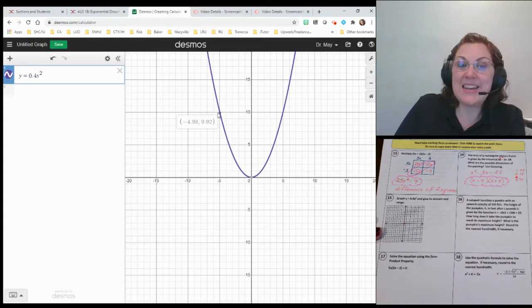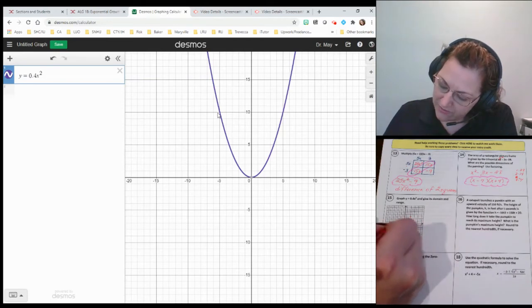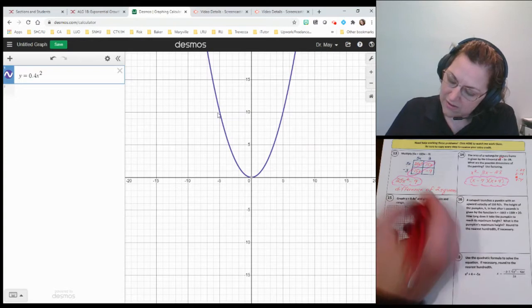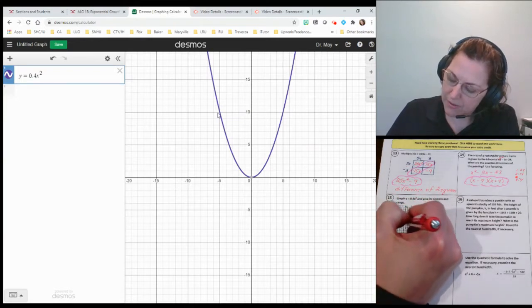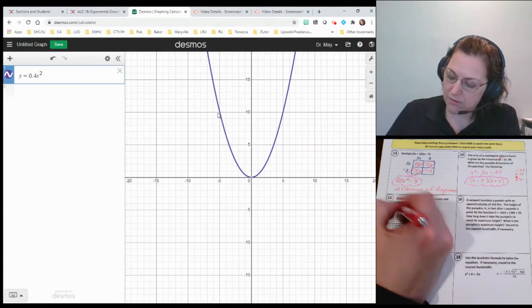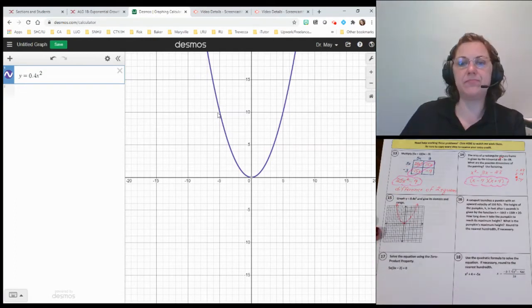Let's see if we can get this one. That one's negative almost 5 and almost 10. So negative 5 and almost 10. And then other than that, I just want to draw my general shape. Okay. That's super nice when you can use your Desmos there.